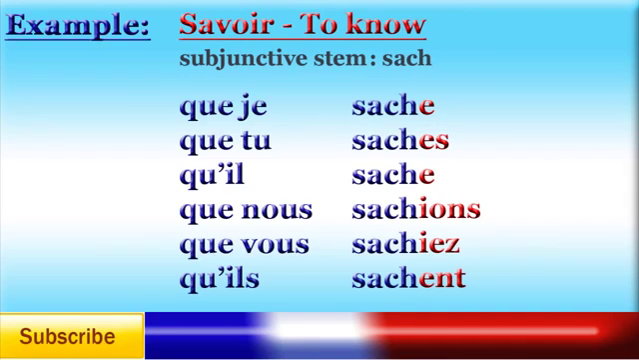Here's the verb savoir, to know, in the subjunctive. The subjunctive stem of the verb savoir is sach. Que je sache, que tu saches, qu'il sache, que nous sachions, que vous sachiez, qu'ils sachent.